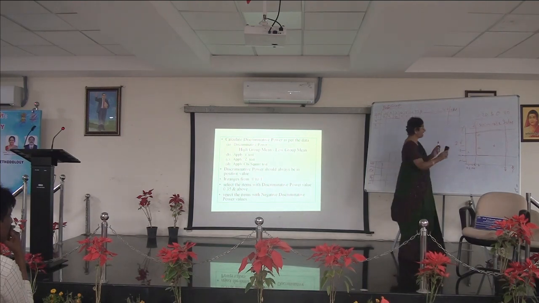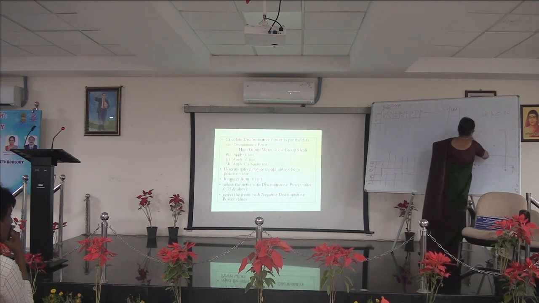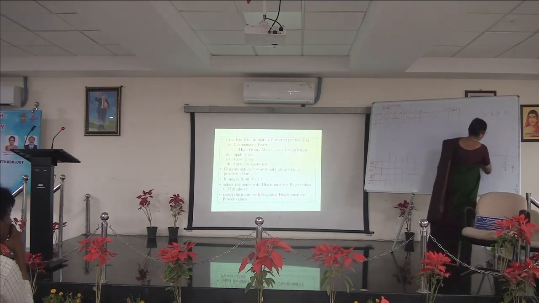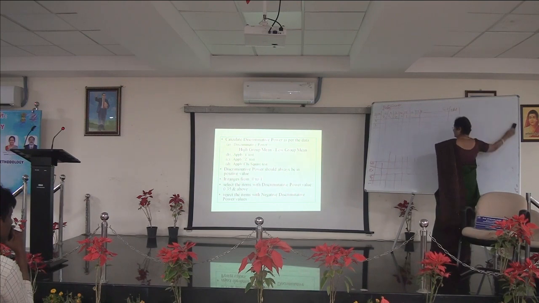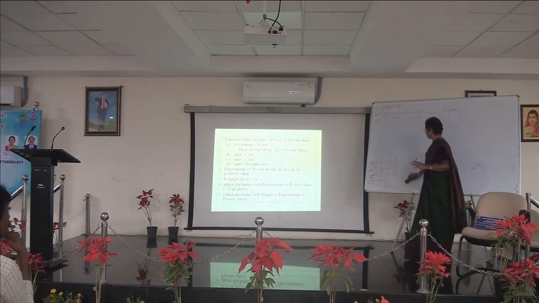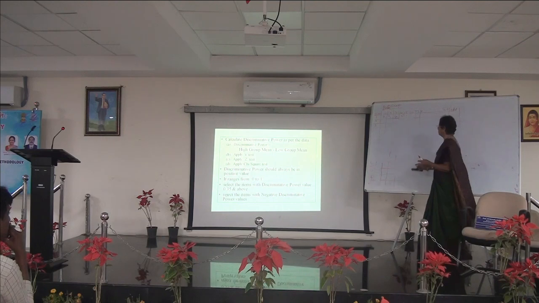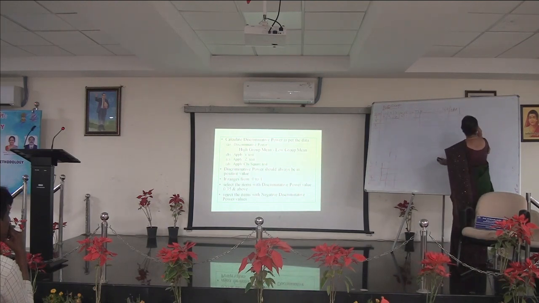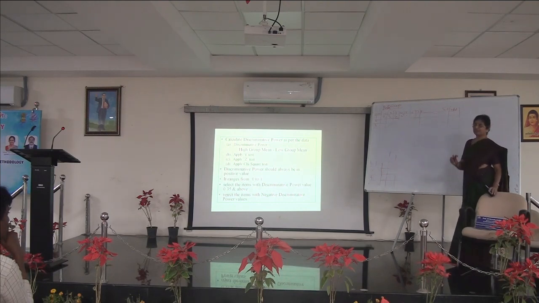Okay? Like this, you have to establish item validity and item reliability. And if you have the DP value, say the mean of the top group is, for example, 35, and the mean of the low group is, say, 40. What is the difference?